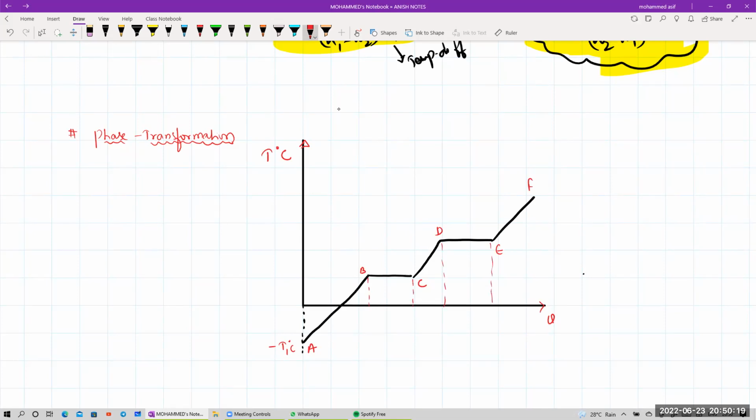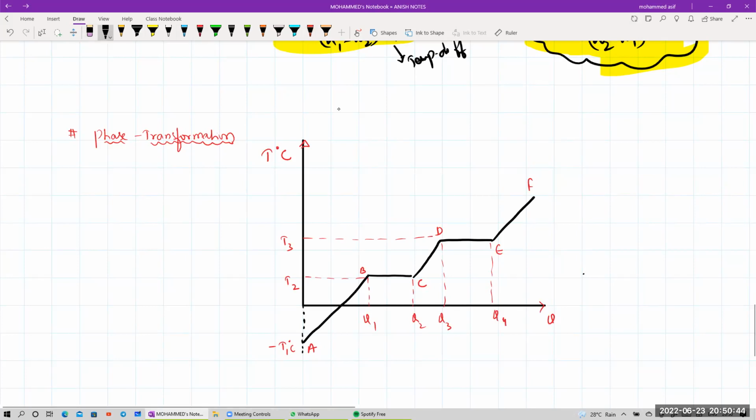Yes, sir. That means what? Can you tell me? This one is at your temperature of T2. And this one is at a temperature of T3. Isn't it? And go on. Here the heat required is like say Q1. Here it is Q2. Here it is Q3. And here it is your Q4.